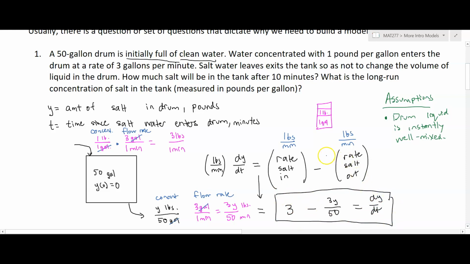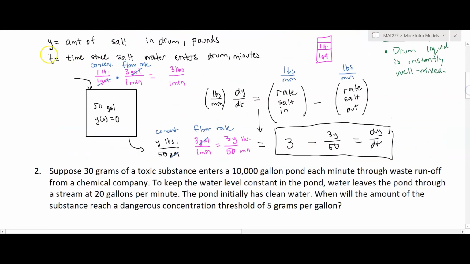Okay, so now that we have the model, we're ready to analyze the model. We want to solve it. We want to say how much salt will be in the tank after 10 minutes. And we can't really answer that right now. We just know how fast the salt is accumulating. So we do need to solve this differential equation.